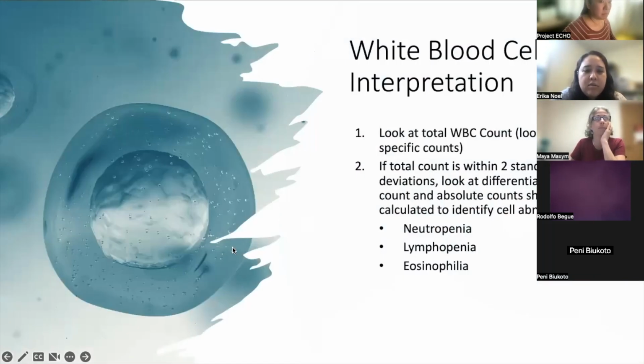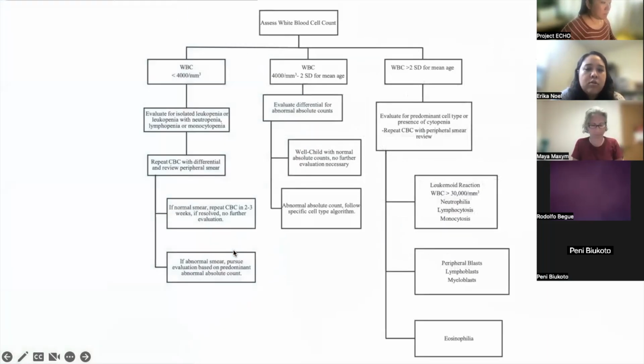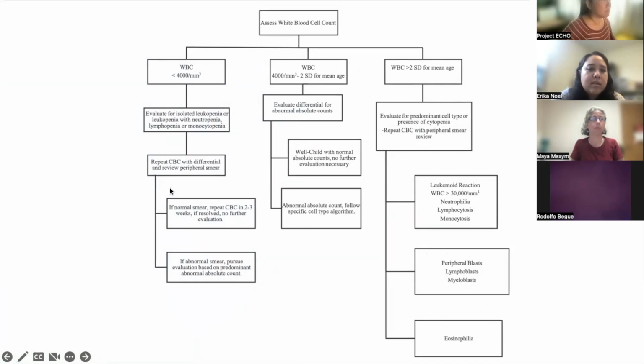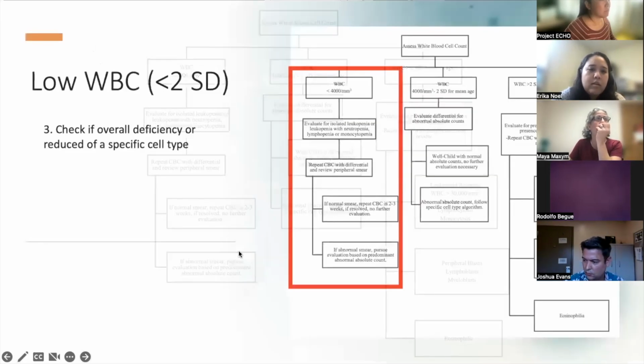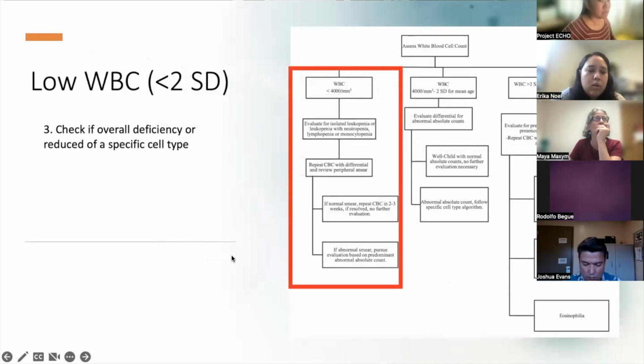So going back to our white blood cell count interpretation, looking at the total count and the differential cell counts takes us down to this particular diagram, assessing the white blood cell count. And similar to the red blood cell count diagram, we go down, where the white blood cell count is low, high, or normal. And so I'm going to go down the low white blood cell count, which is less than 2 standard deviations.